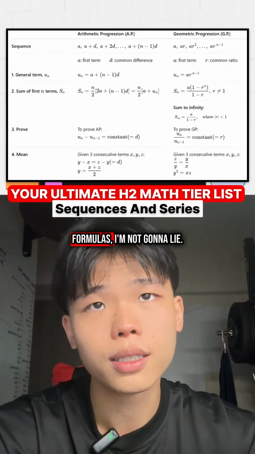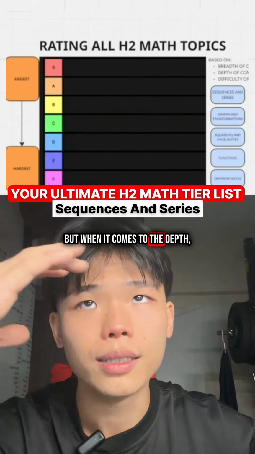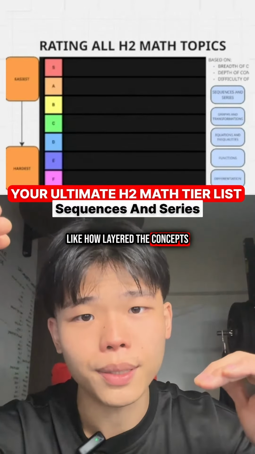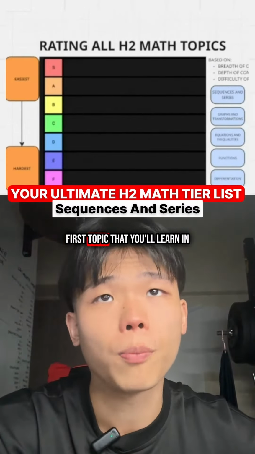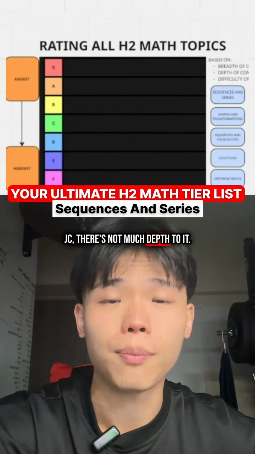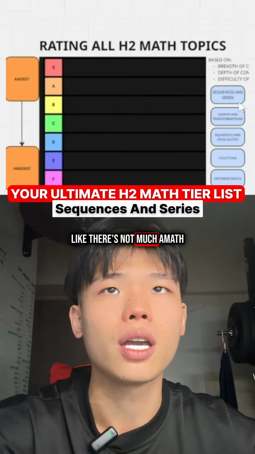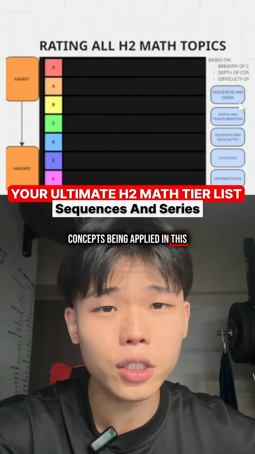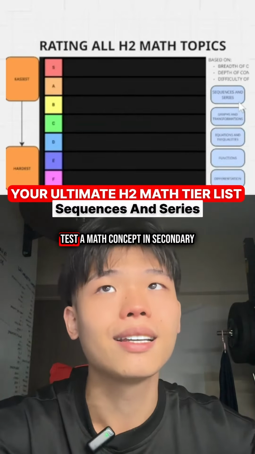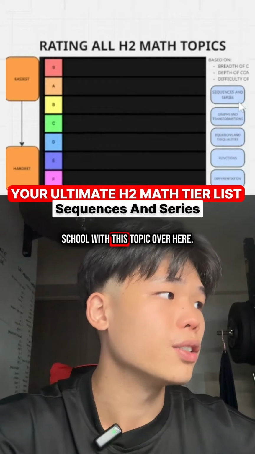There's quite a few formulas, I'm not gonna lie. But when it comes to the depth, like how layered the concepts are, given that this is usually the first topic that you will learn in JC, there's not much depth to it. And you can technically learn this concept without A math. Like there's not much A math concepts being applied in this topic unless they purposefully test A math concept in secondary school with this topic over here.